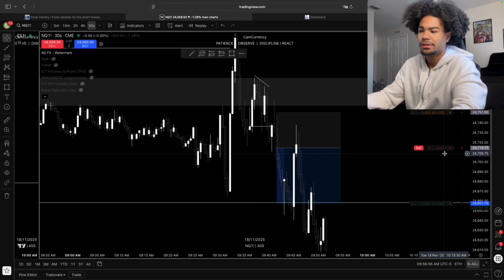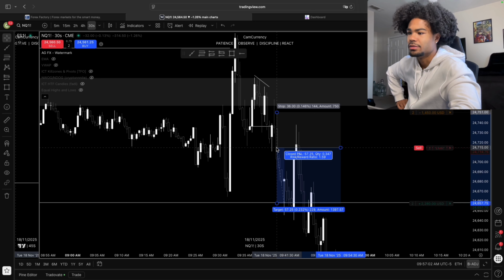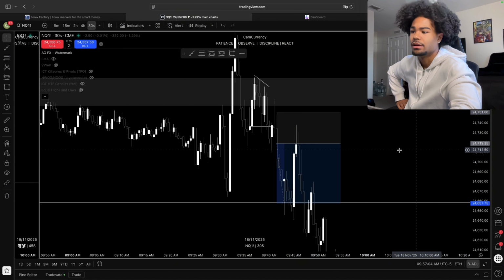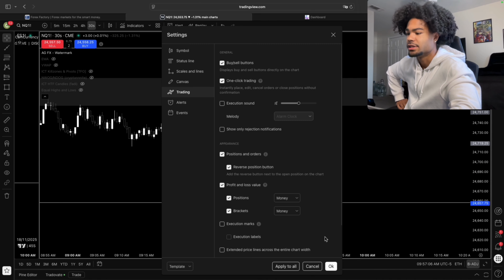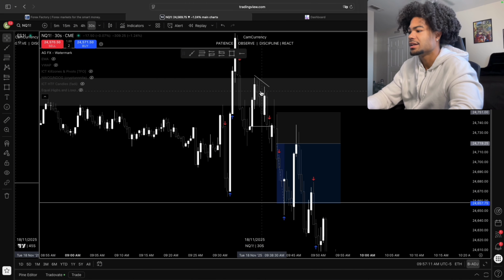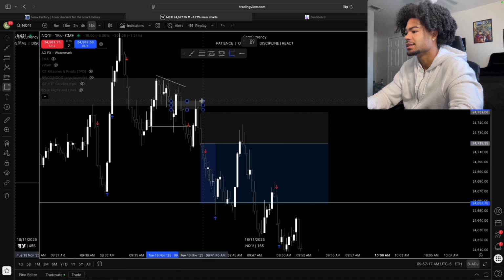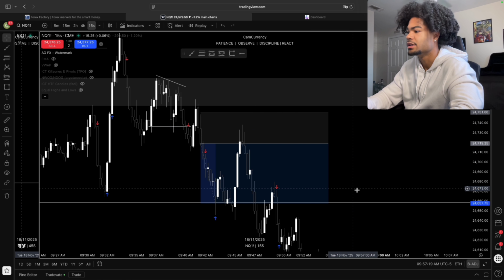So yeah, I ended up securing that right there. My fill might have been a little bit higher or lower. I really don't remember. But I'll show you the executions again though. So yeah, I took the 15 second change in state plus the inversion that we got right here as well after we already had pulled back into that gap. So I had a lot of confidence in this trade.